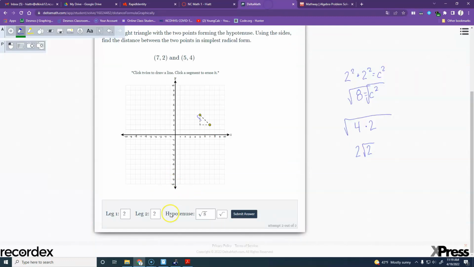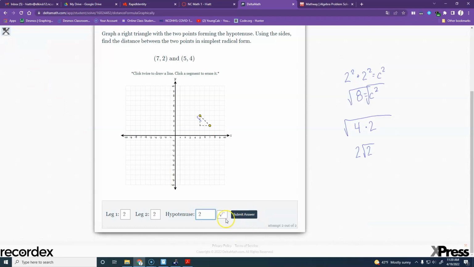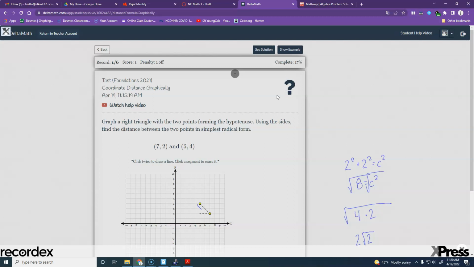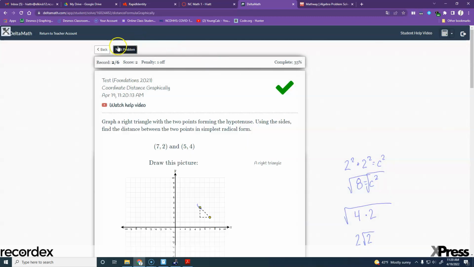So if I go back to Delta Math and I type in instead, no, Delta Math is not working. There we go. If I type in 2 square root of 2 instead of square root of 8, it's going to tell me that I've got it right.